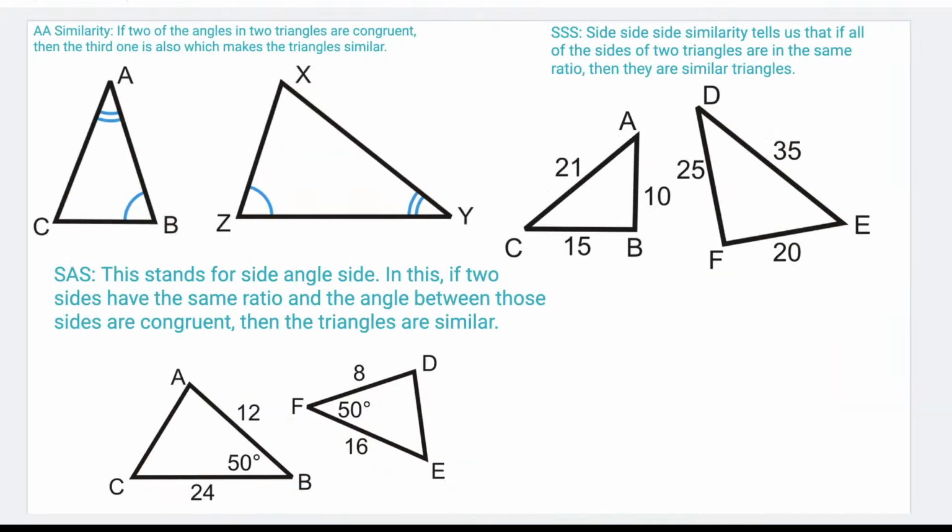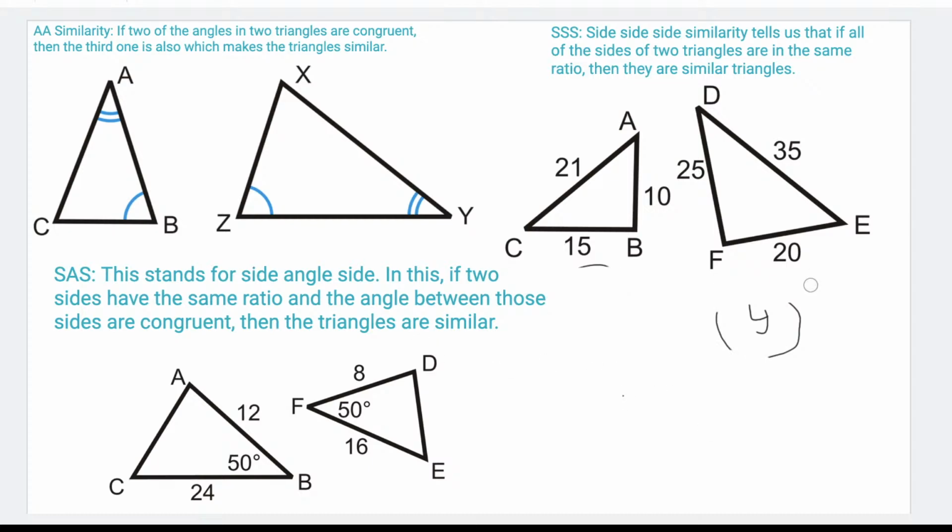Now, we're going to go into similar triangles. And before we do, let's discuss how to identify similar triangles, which is the most important part. So we know AA similarity. That's just if two of the angles in two triangles are congruent, then it means that the third one is also, which makes the triangles similar. This is just a common sense theorem. For example, two angles are X and Y, and that's the same for two triangles. Then the other angle will always be 180 minus X minus Y, no matter what. So this works for all triangles.